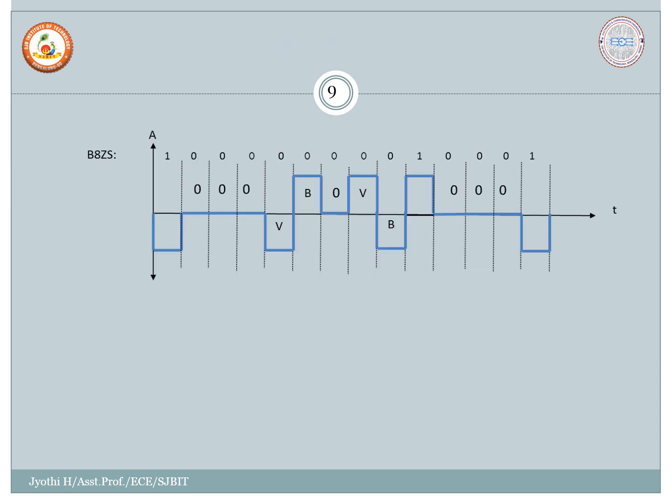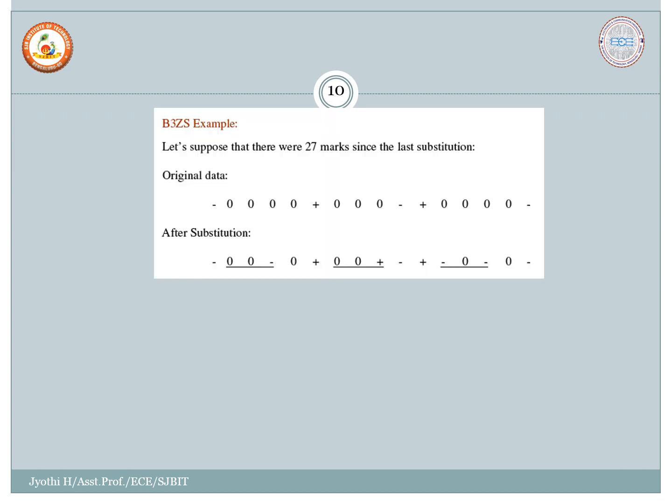So this is an example for B8ZS coding. One followed by 8 consecutive zeros is applicable, taken as 000V, that is negative. Here earlier it is considered as negative. So B becomes positive, and here it is 0, and we follow the positive on B, and here it is negative, and here it is positive. So this is an example for B8ZS line coding.